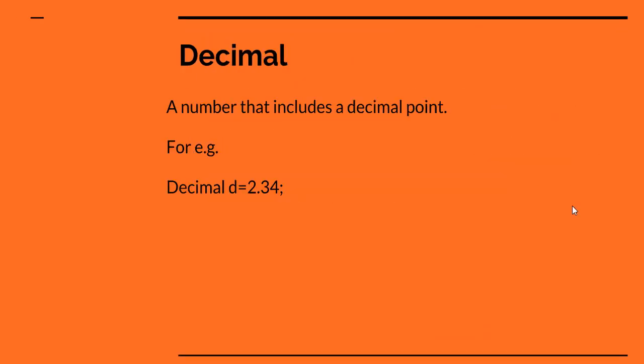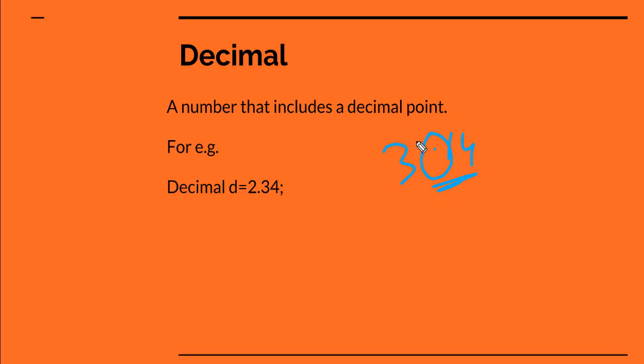Decimal: a number that includes a decimal point. So let's say you want a variable to store how many miles you walk in a day, or how far the distance is from Dallas to Houston. That is considered just a simple number, so that's a decimal. Let's say the miles that you walk is 3.14 every day. That's a decimal. Anything which has a decimal point will be a decimal.